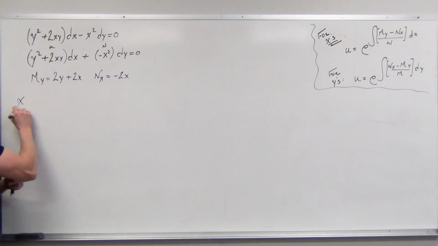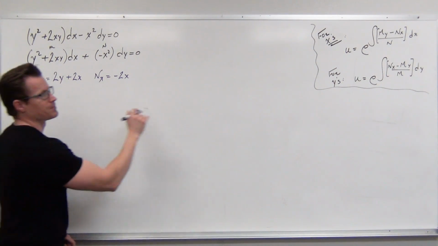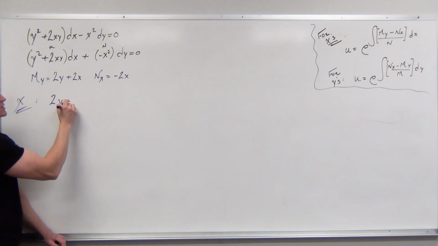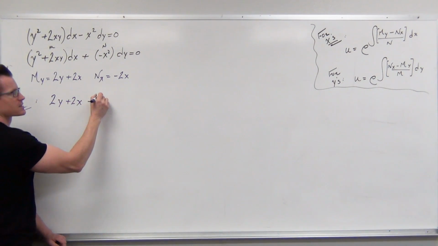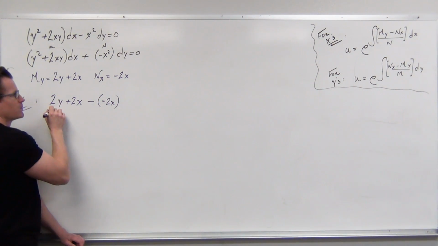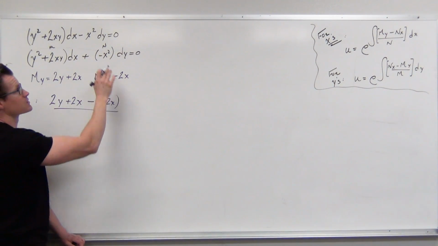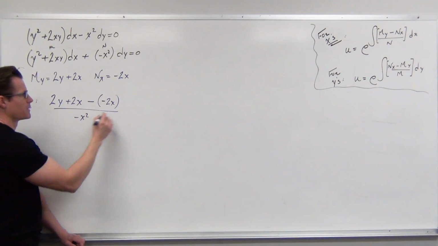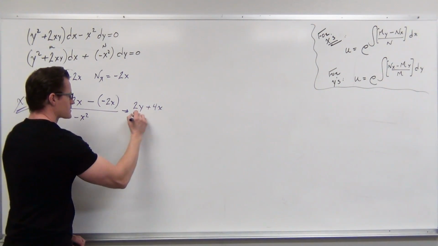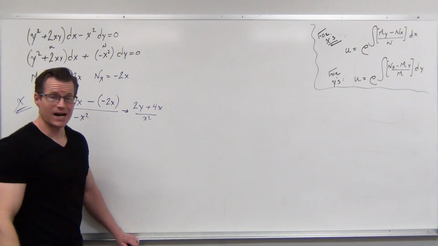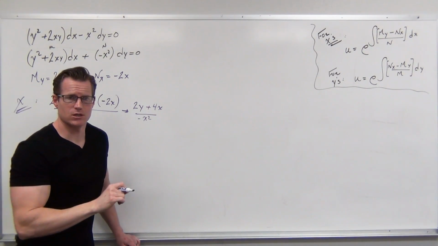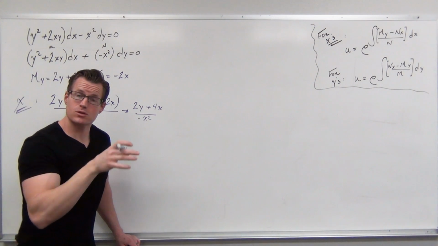So for maybe just x's, we'd take the derivative of M with respect to y, that's 2y plus 2x, minus the derivative of N with respect to x, it's negative 2x, and we would divide that by N. So that's negative x squared. Since this gives us 2y plus 4x over x squared, that y is not going to simplify for us. You're going to have both x's and y's. This is not one we want to deal with. So we're going to say, no, that's not the way to go. Let's do the next one.